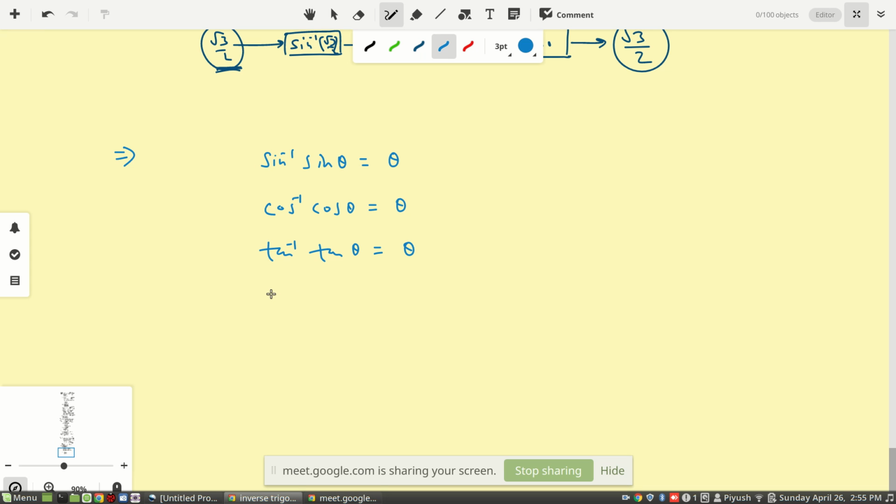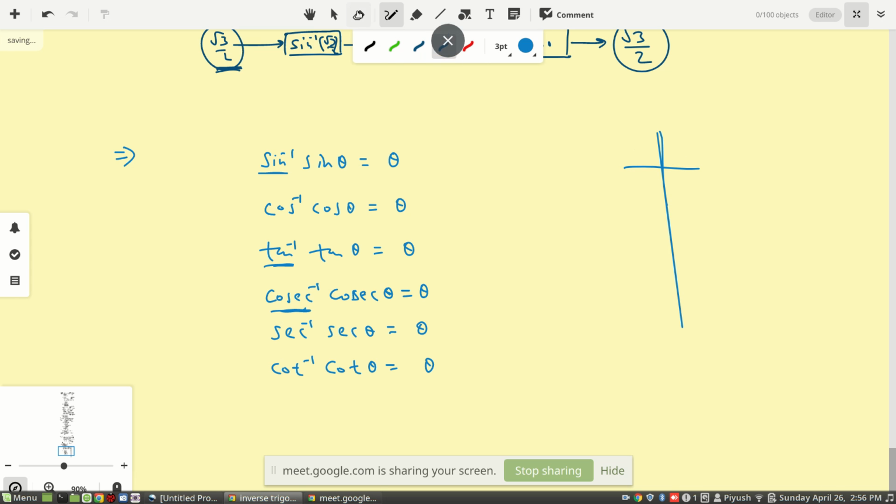And in the case of cosec inverse, this is also theta. And in the case of sec inverse, and in the case of cot inverse. Now everywhere you have to be careful: if it is sine inverse, tan inverse, and its brother cosec inverse, then for these three cases you have to get the answer from this region. So you have to get the answer from this region.